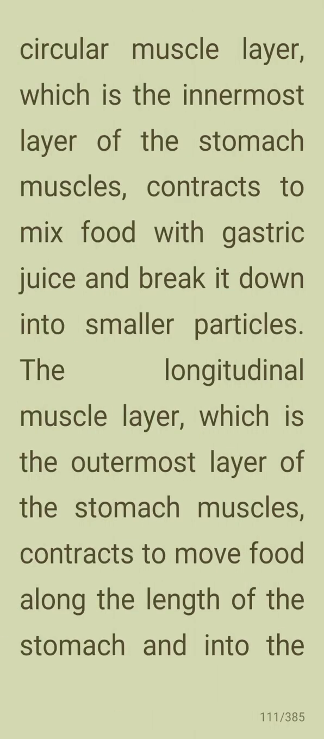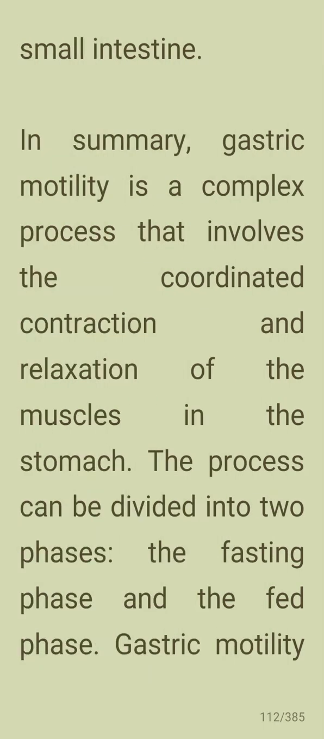The circular muscle layer, which is the innermost layer of the stomach muscles, contracts to mix food with gastric juice and break it down into smaller particles. The longitudinal muscle layer, which is the outermost layer of the stomach muscles, contracts to move food along the length of the stomach and into the small intestine.